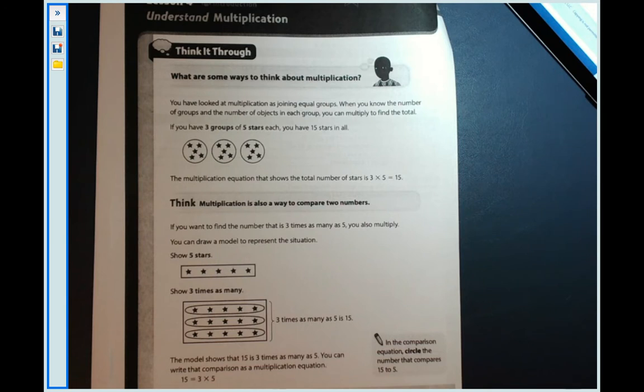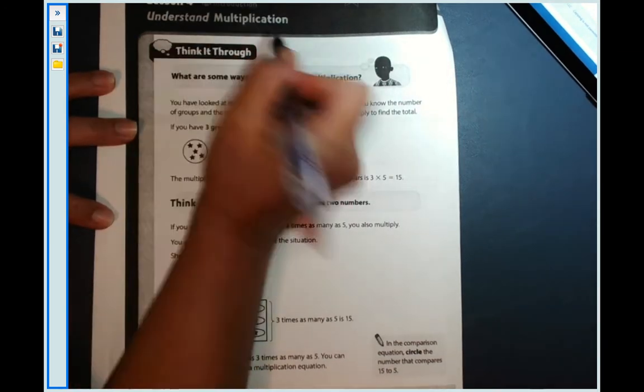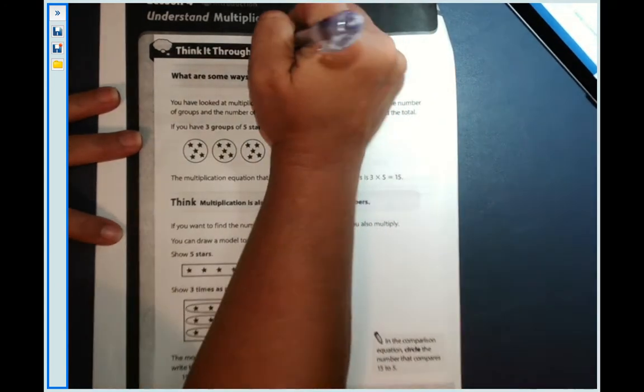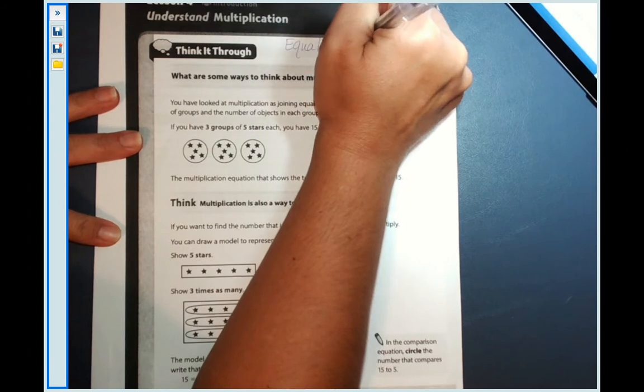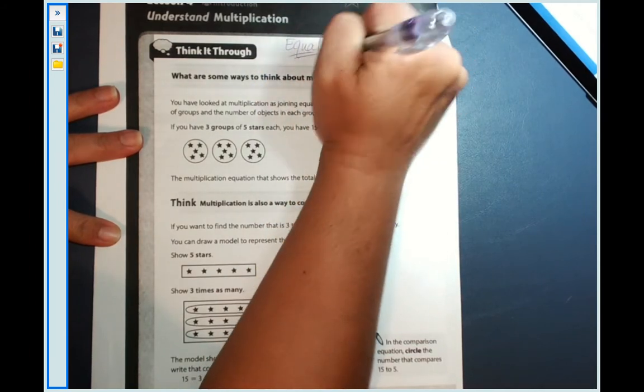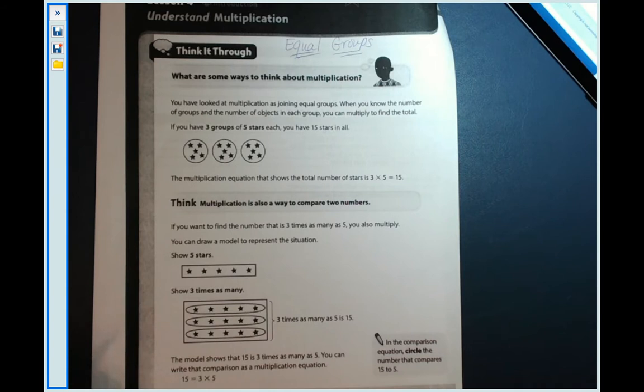Good morning, fifth grade. Here we are with understanding multiplication. I always think of multiplication as equal groups. We have to have equal groups to be able to have anything with multiplication. I am on page 38 of our packet.